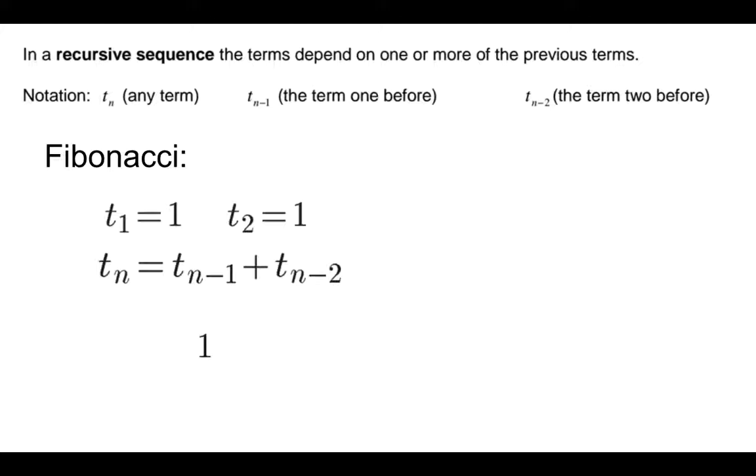So now we can create it by doing 1, 1, and then take the two terms before. Term 3 would be term 2 plus term 1, so it's 2. Term 4 would be term 3 plus term 2. Term 5 would be term 4 plus term 3, and so on and so on.